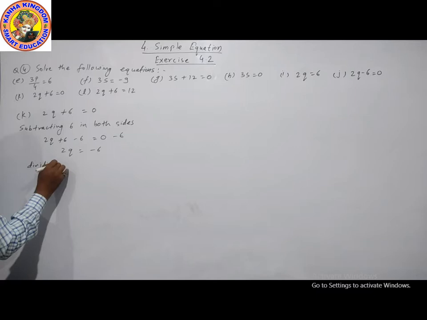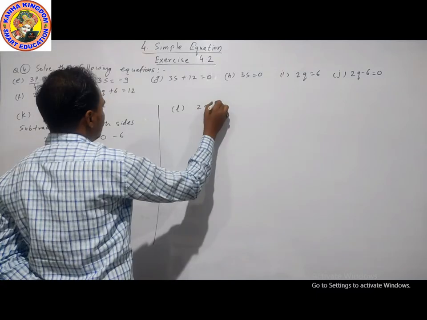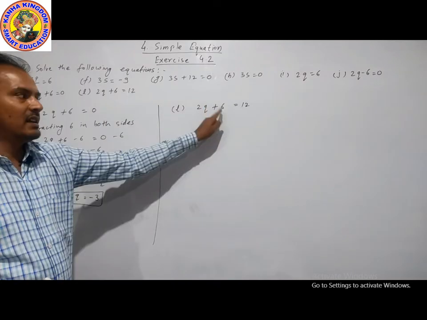Next part is part L. 2q plus 6 is equal to 12. Solve the equation means find the value of q. Here is multiply and plus. First of all, we will remove the plus sign.